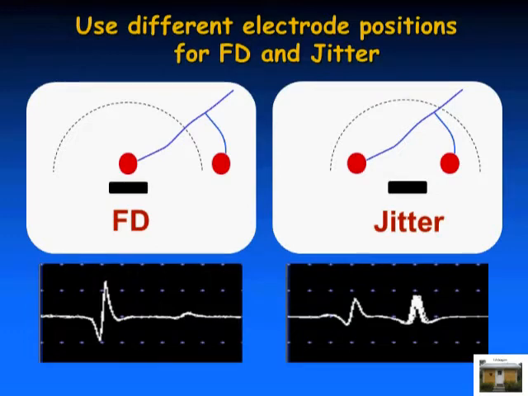Because these electrode positions are different, and because you can influence the fiber density measurement if you're not consciously putting the electrode as close as possible to one muscle fiber, you need to mentally separate two processes. The best way to do that is to make them at different times, temporally separate them. In other words, do your fiber density measurement first in the muscle and then do a jitter measurement.